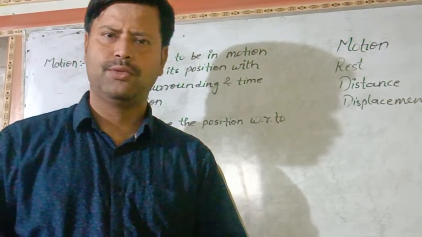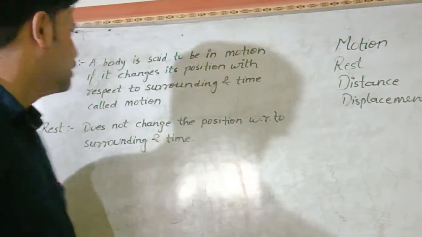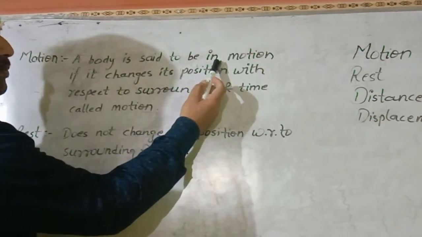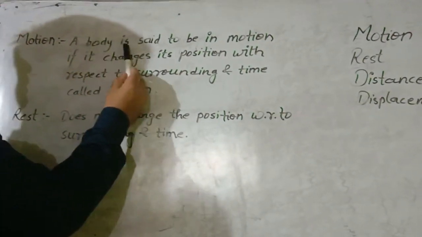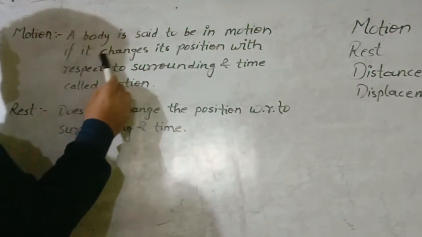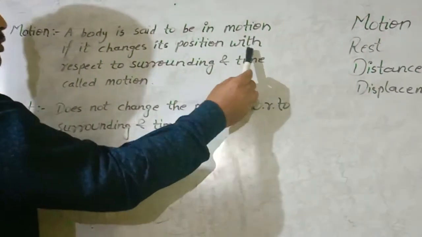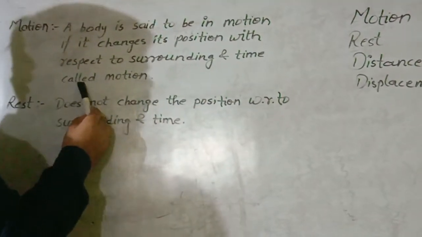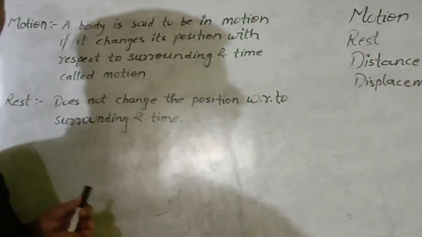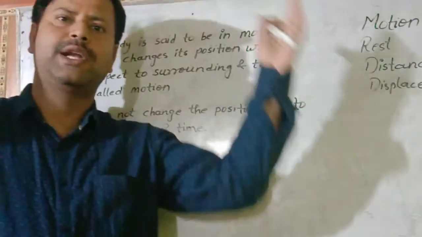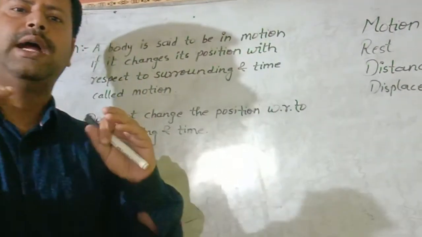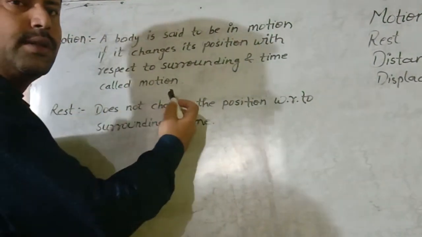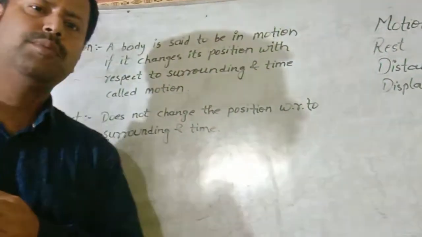So let's start. What is motion? A body is said to be in motion if it changes its position with respect to surrounding and time. It means when we change our position with respect to surrounding, meaning the atmosphere around us, then it is called motion.